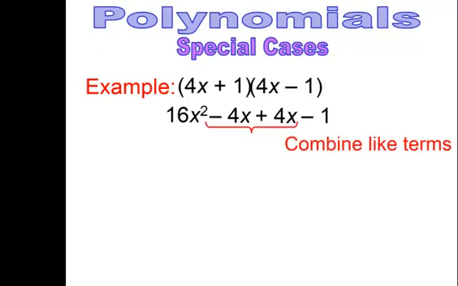Now notice here when I combine like terms, you're going to see that my middle term, a negative 4 plus 4, ends up with 0. So that means that I have no x variable. So I'm simply left with the 16x squared and the minus 1 when I combine like terms. So this is known as a special case where you don't have a middle term.